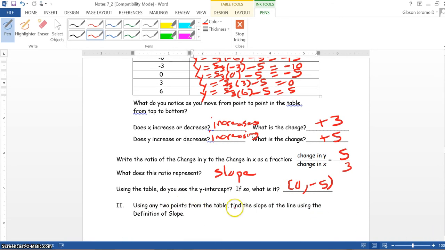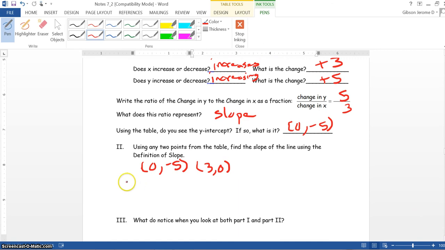Now, using any 2 points from the table, find the slope of the line using the definition of slope. Okay, so what I would want to do is use 0, negative 5, since we have that, and then probably 3, 0.